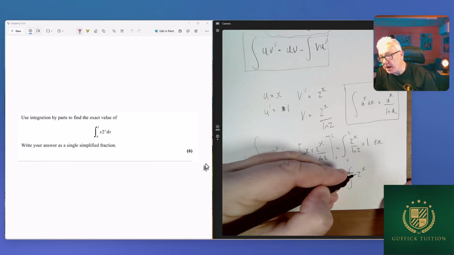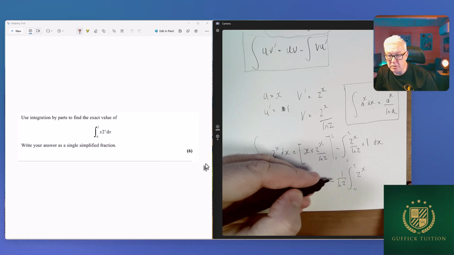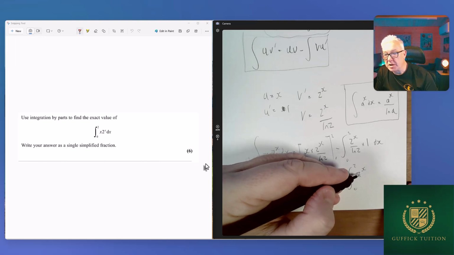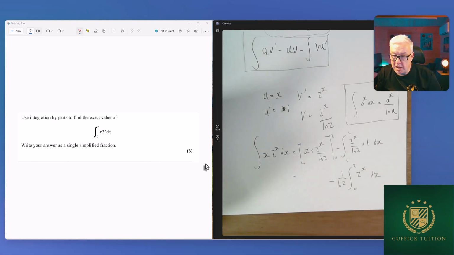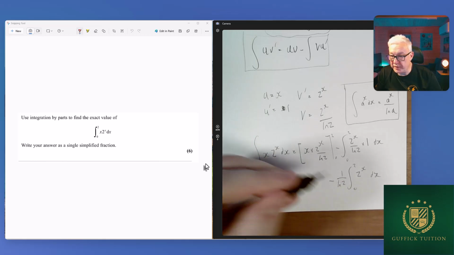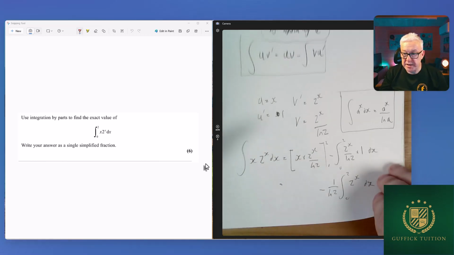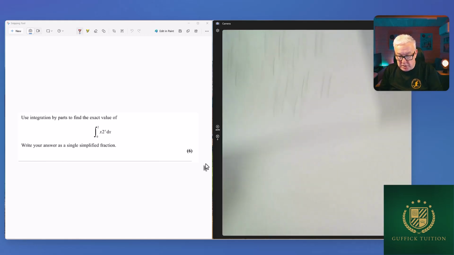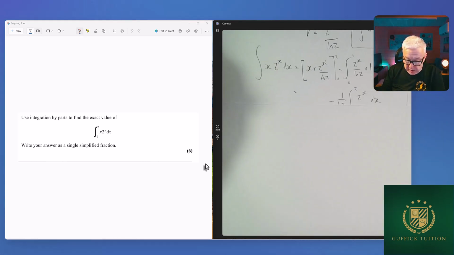So we can think about it as minus, between 0 and 2, the integral of 1 over ln 2 times 2 to the x dx. Okay, so because ln 2 is a constant, 1 over ln 2 can come out. So now, when we integrate this, we are going to get 2 to the x over ln 2 once again. So let's just have a quick look at that.